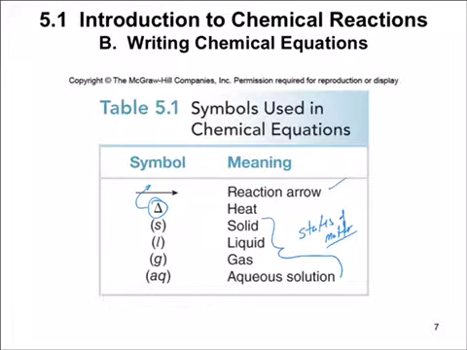So we use S for a solid, L for a liquid, G for a gas, and AQ for an aqueous solution. This means dissolved in water. So whatever state your atoms or molecules are in is shown in the chemical equation.